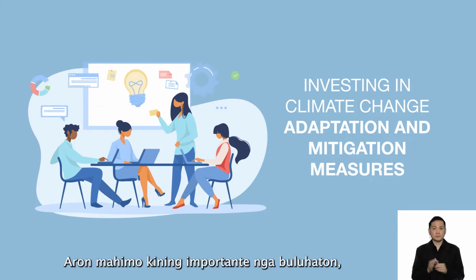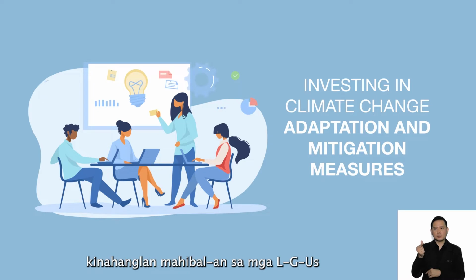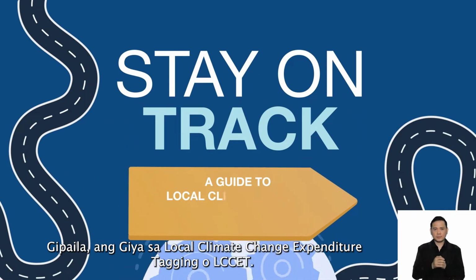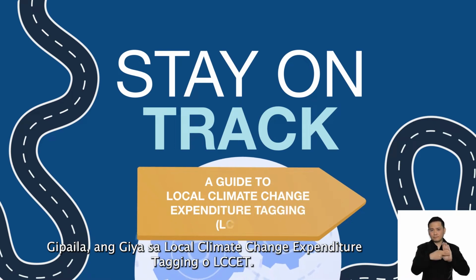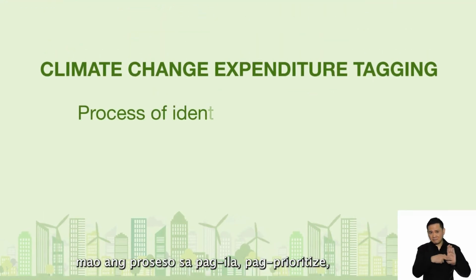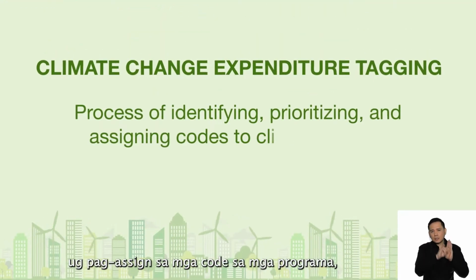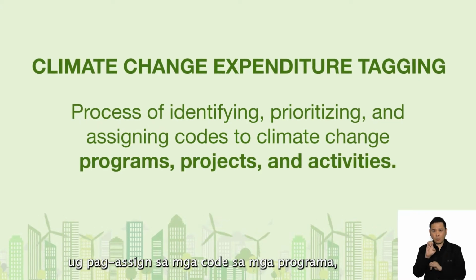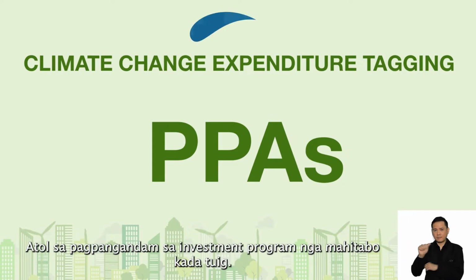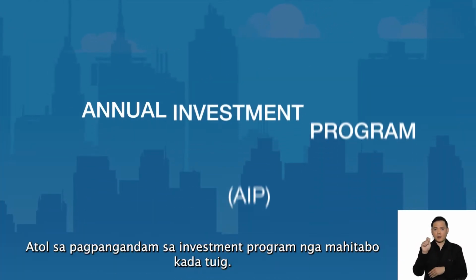To deliver this crucial task, LGUs must know how to stay on track. Introducing a Guide to Local Climate Change Expenditure Tagging, or LCCET. Climate change expenditure tagging is the process of identifying, prioritizing, and assigning codes to climate change programs, projects, and activities, or PPAs, during the preparation of the annual investment program.